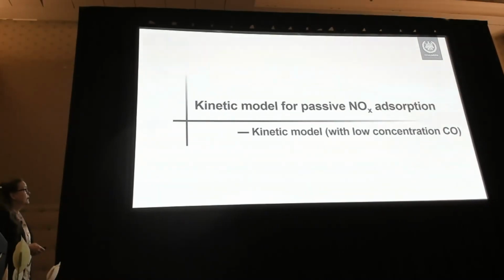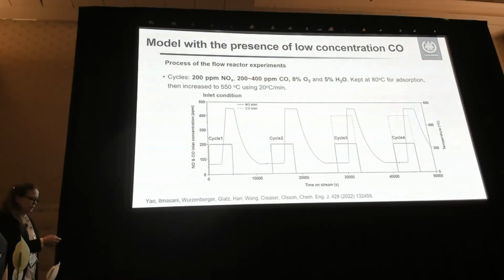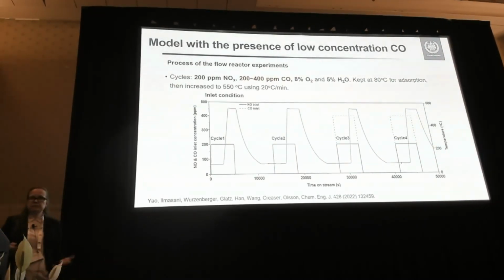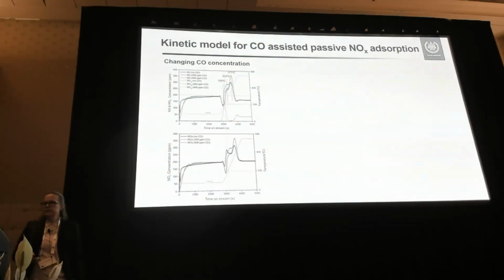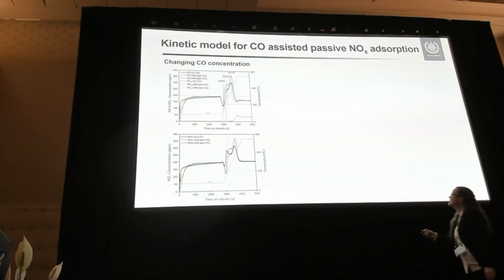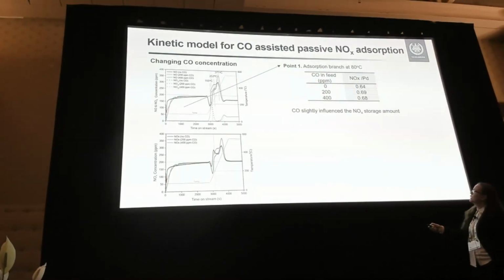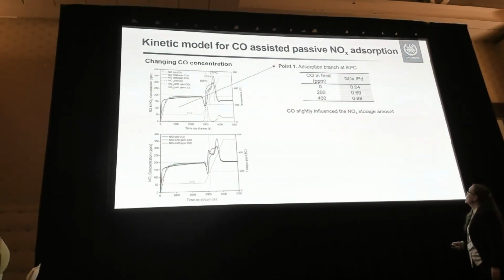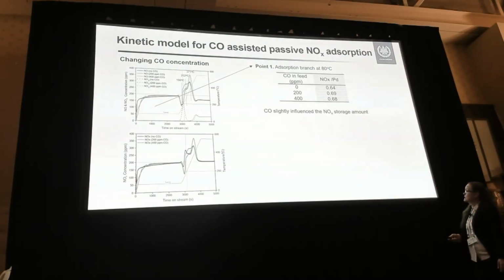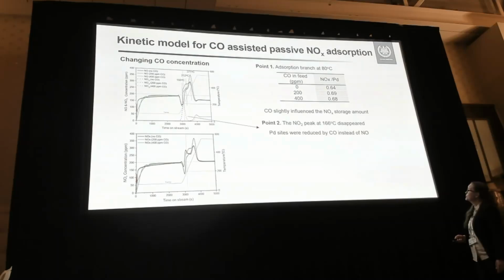And first, we will add low CO concentrations. So in this one, we add 200 ppm of CO, or 400 ppm of CO, and we have 200 ppm NO and 8% oxygen and 5% water. So you can see the experimental results changing the CO concentration. Here we have the NO and hydrogen concentration, and we have the NOx concentration. If we then look at the NO to NOx ratio, we can see that it went from 0.64 to 0.69. So it's slightly increasing. That suggests the CO is slightly increasing storage amounts.